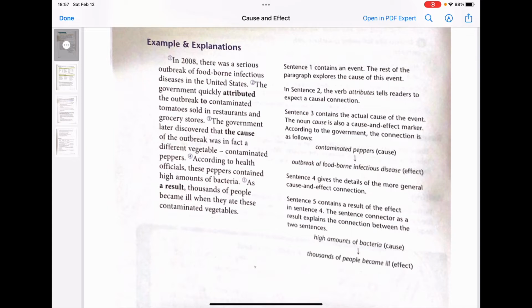In 2008, there was a serious outbreak of foodborne infectious diseases in the United States. The government quickly attributed the outbreak to contaminated tomatoes sold in restaurants and grocery stores. The government later discovered that the cause of the outbreak was, in fact, a different vegetable, contaminated peppers. According to health officials, these peppers contained high amounts of bacteria. As a result, thousands of people became ill when they ate these contaminated vegetables.